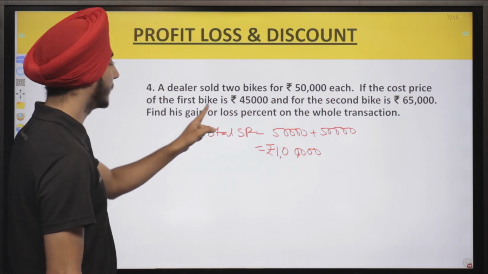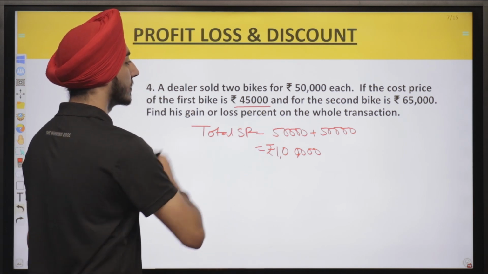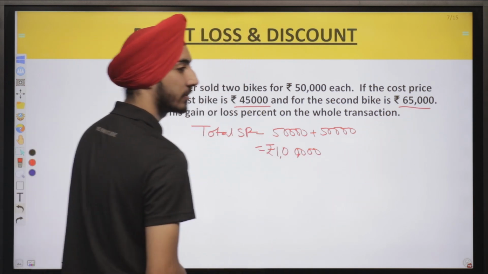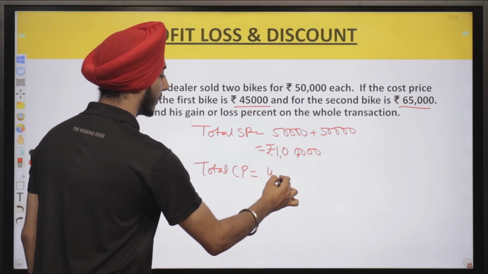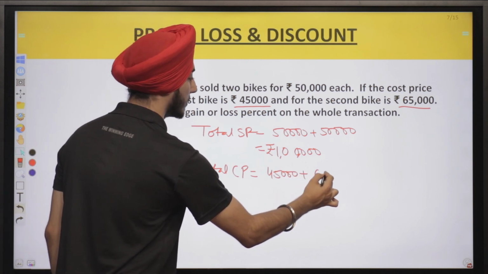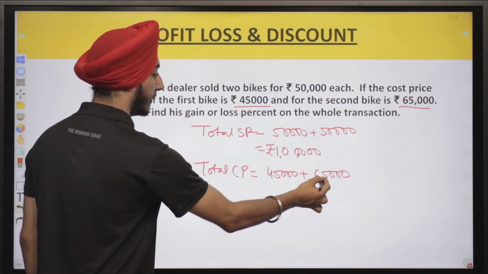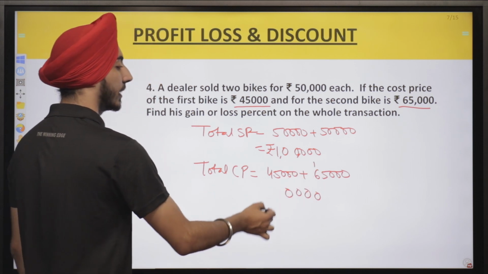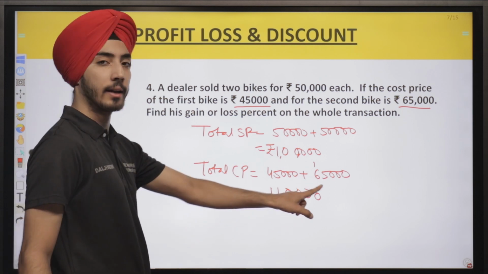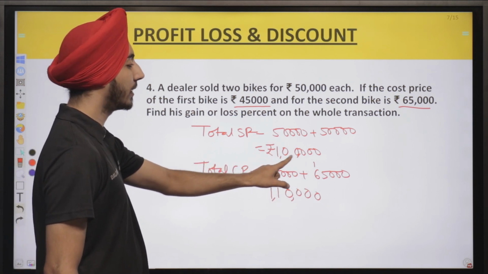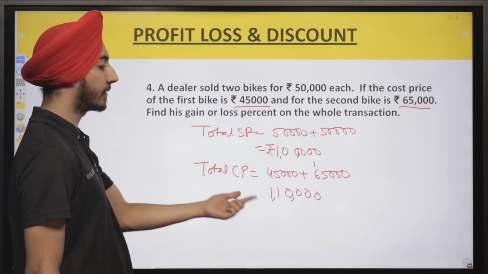Let's read the question further. If the cost price of the first bike is 45,000 rupees and the second bike is 65,000 rupees. So this one's cost price is 45,000, this one's cost price is 65,000. So again we'll write down total cost price is 45,000 plus 65,000. 5 and 5 will give you 10. 1 goes into the carry. 6, 4, 10 and 11. So total cost price was 1,10,000 rupees and total selling price is 1 lakh rupees. Now obviously we can see that here we are incurring a loss of 10,000 rupees.